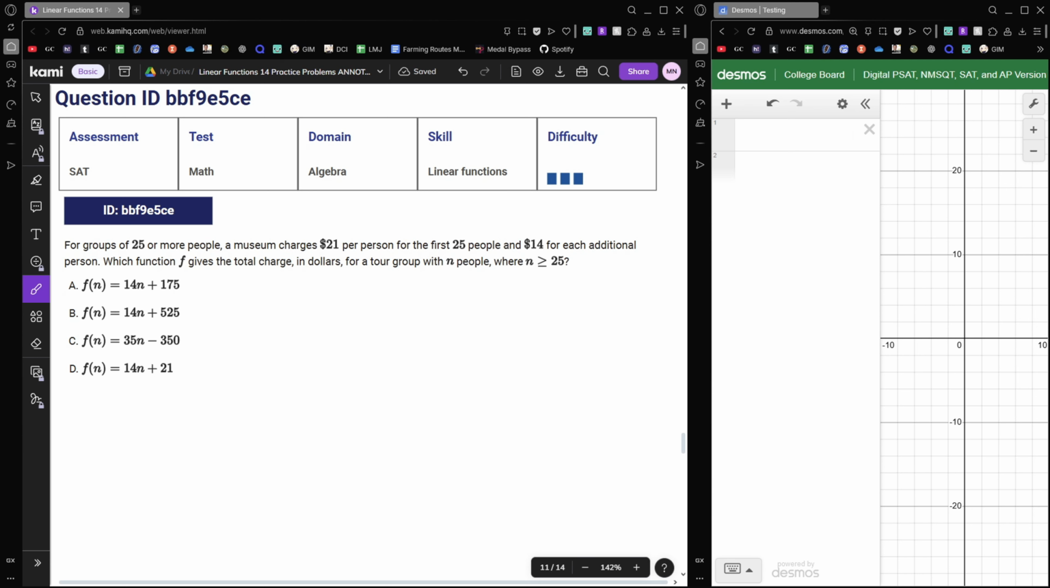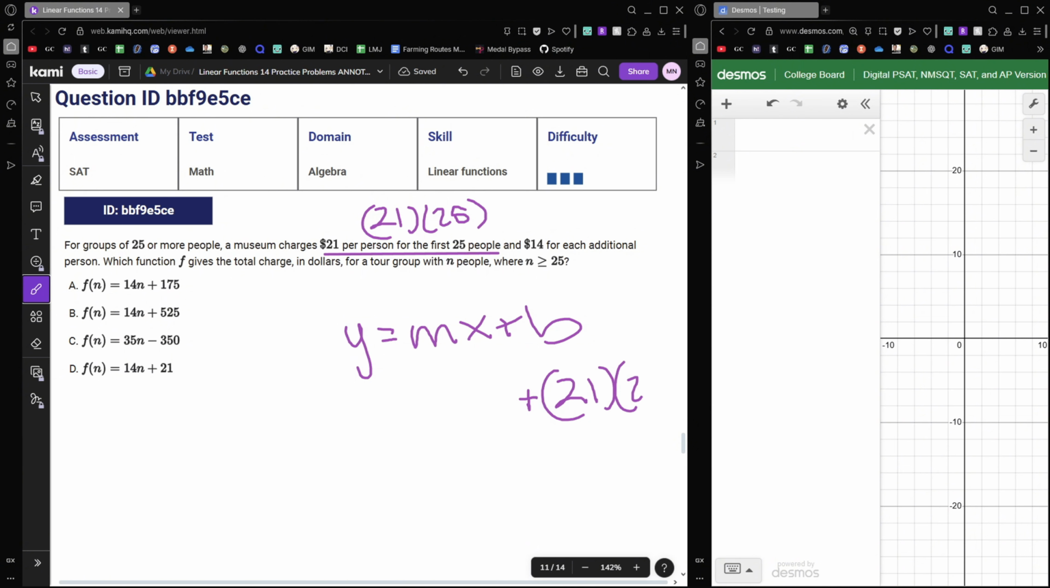So this question is going to be similar to the other word problem we had, where we want to write an equation in the form of y equals mx plus b. Now let's go ahead and start plugging in our information. We know that it's going to be $21 per person for the first 25 people. So we can represent that as 21 times 25. Now this value here has no variables, which means it's going to be our constant or our b value. So let's go ahead and write that plus 21 times 25.